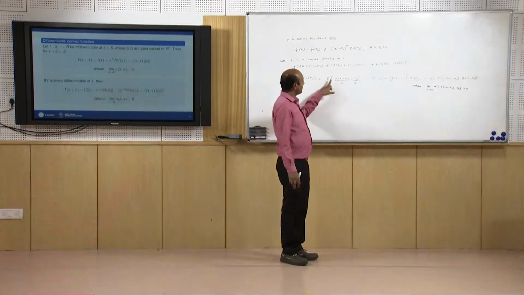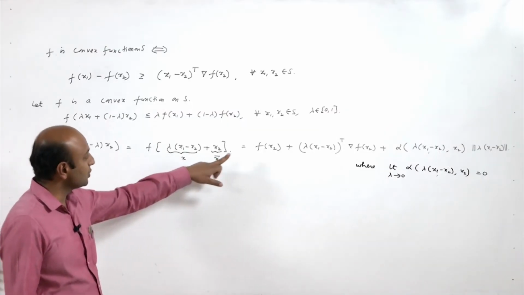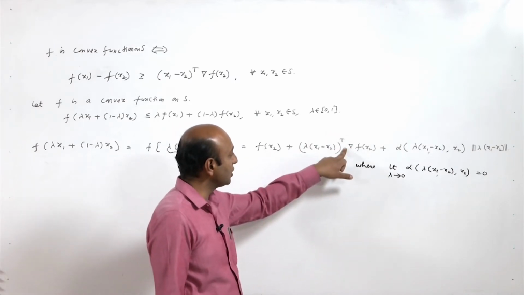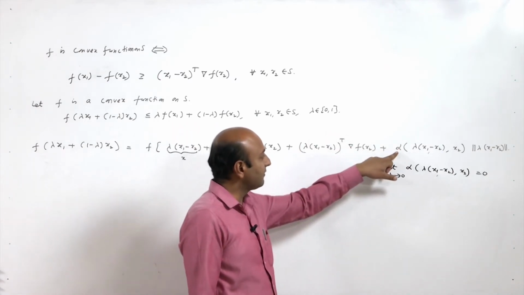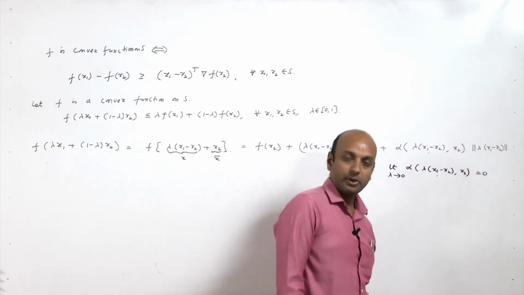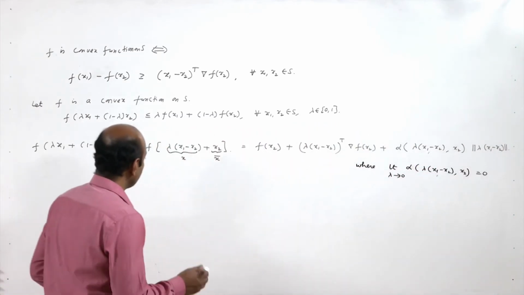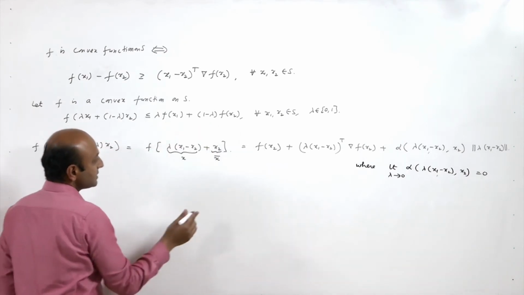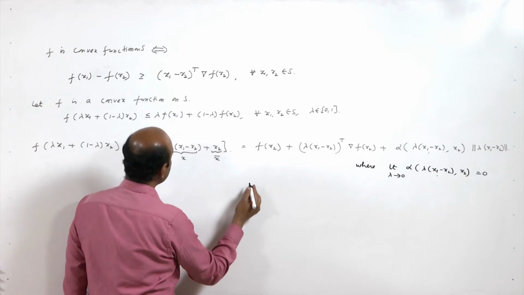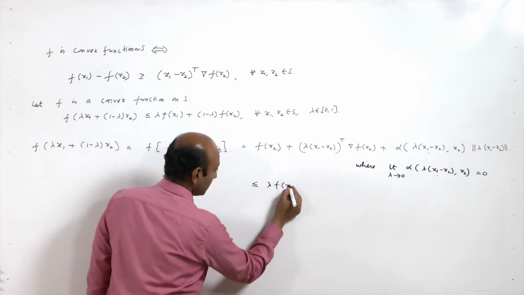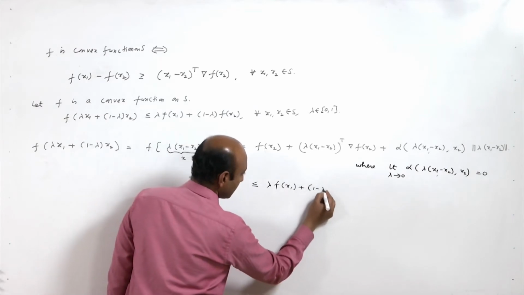So, f of x plus x bar is equal to f of x bar plus x transpose gradient of f x bar plus alpha function of x bar and x times norm of x. Okay. So, now this quantity from this expression is less than or equal to lambda f x1 plus 1 minus lambda f x2.